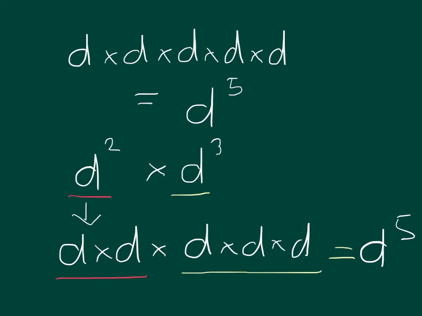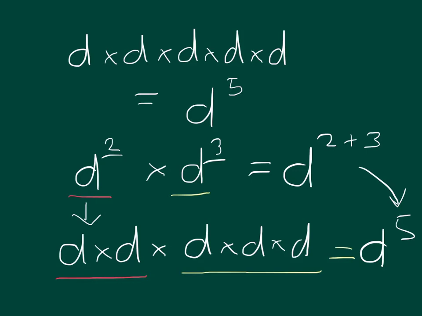Now, could we have seen a connection which makes this problem easier when we look at the indices? So we've got 2 and 3, and our answer was 5. So you might realise that we could have done this simply by adding together the indices 2 and 3, and that would give us the answer d to the power 5.